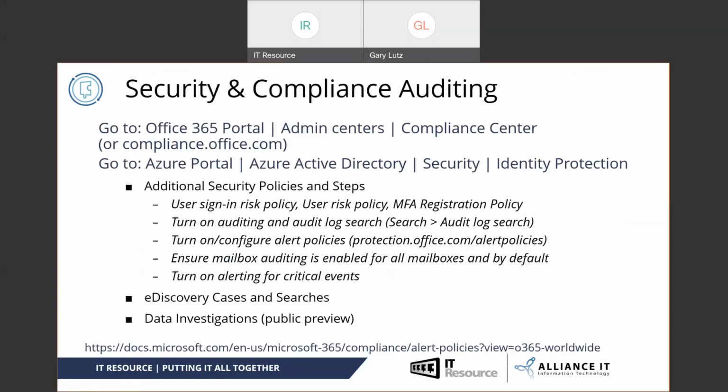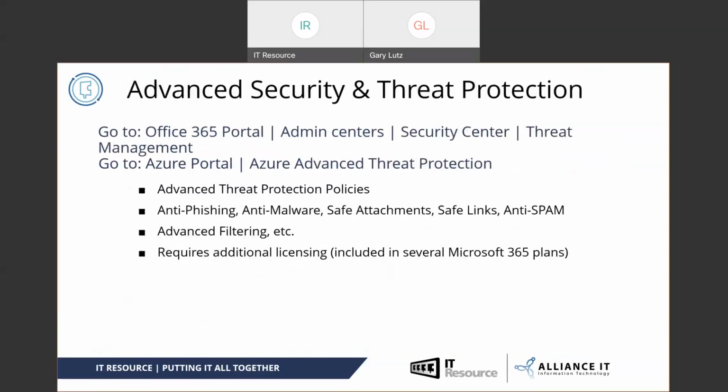Now, one of the things going to advanced security, which is next: turning on alerting for critical events, turning on the auditing and audit log search, and all these features that you turn on will allow you to go to the next step, and that is the advanced security and threat protection. Being able to utilize that, okay? So Microsoft watches a lot, obviously, and they provide you with advanced threat protection policies. You can get into anti-phishing, anti-malware, safe attachments, all of that kind of stuff, anti-spam, advanced filtering.